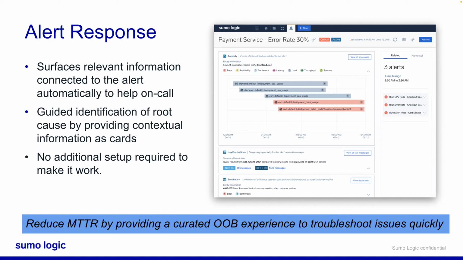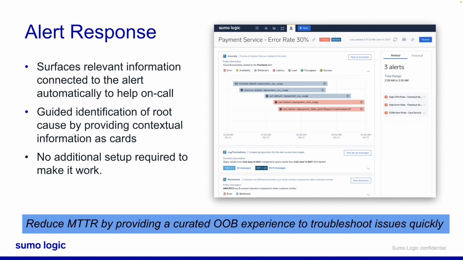All you have to do is look at the patterns from a human perspective, validate whether those are actually causing issues or not, and then take corrective actions from there. Right. And all of this happens out of the box when you set up alerts within Sumo Logic, and there's no additional setup that is required from you as a user, right?